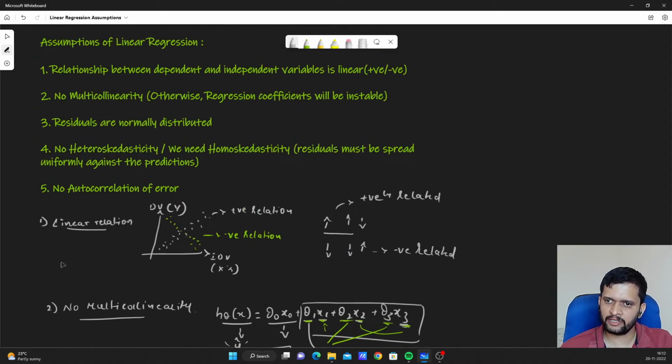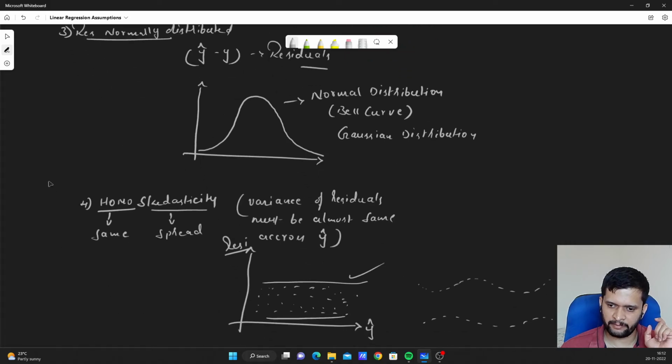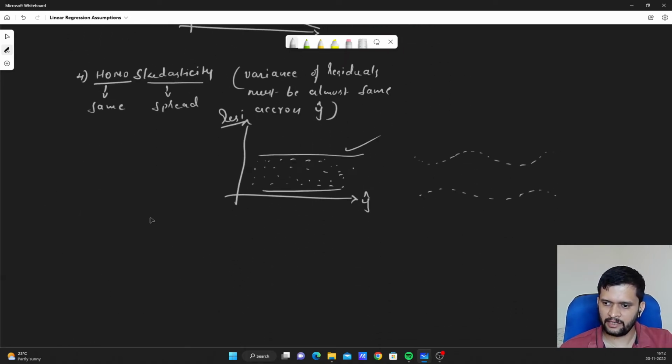Then we will come to our final and fifth assumption. It is no autocorrelation of error. So we will see what we mean by that. Again, when we say error, it is nothing but the residuals. It says no autocorrelation.